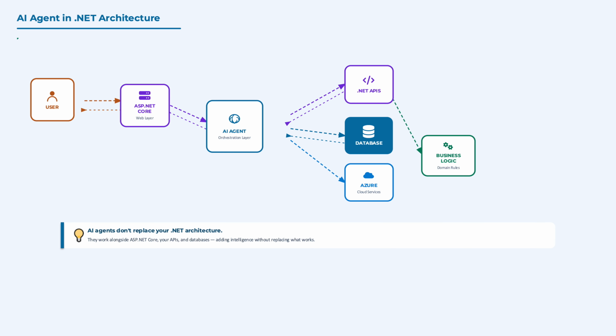That's a really important idea. The AI agent doesn't replace good software architecture. You still need all the things we care about as developers. Security, authentication, authorization, validation, error handling, logging, observability, and testing. In fact, once AI starts making decisions and taking actions, these things become even more important.